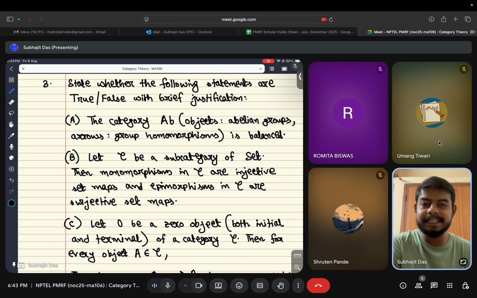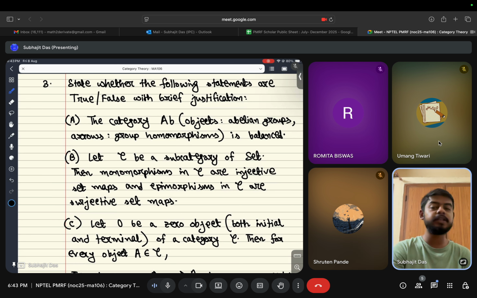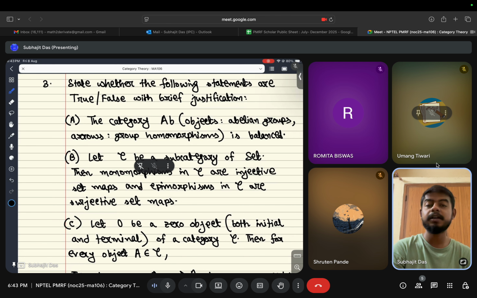So AB is an example of a concrete category, right? One-to-one and onto with operation preserving is an isomorphism. Okay, so for that you need to prove something, right? What do you need to prove? Umang claims that one-to-one and onto morphisms with structure preserving property are isomorphisms. But there is something that needs to be proven here to conclude that it's balanced. What do you need to show?